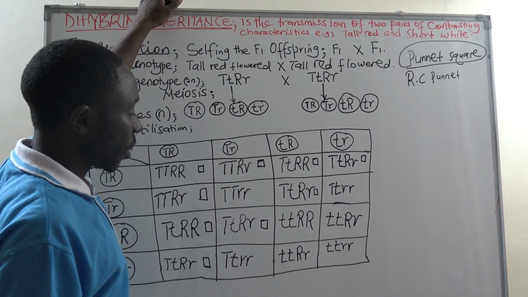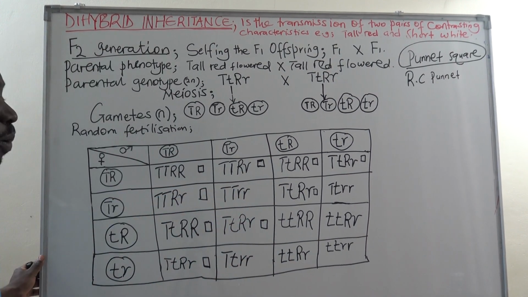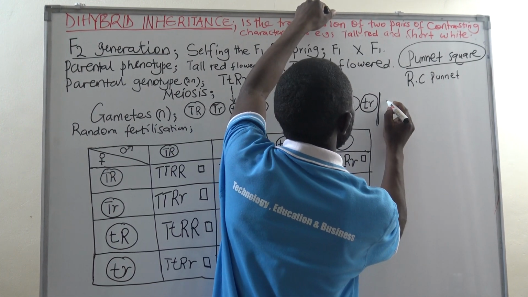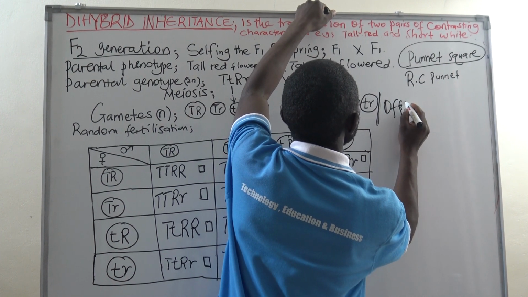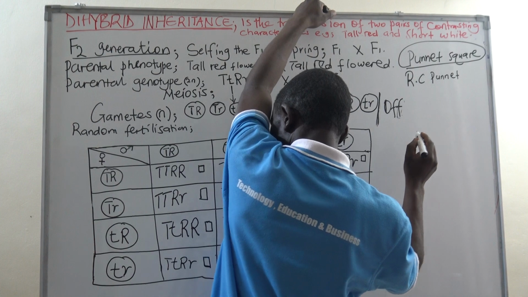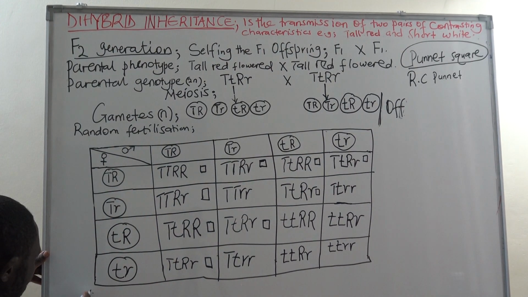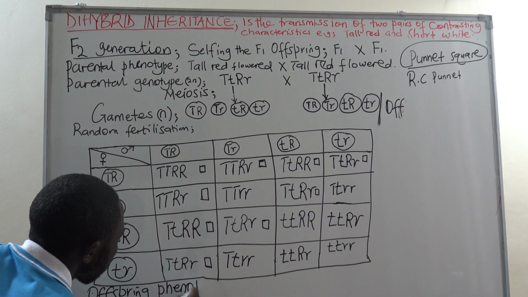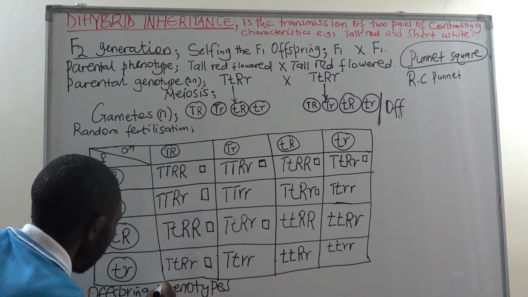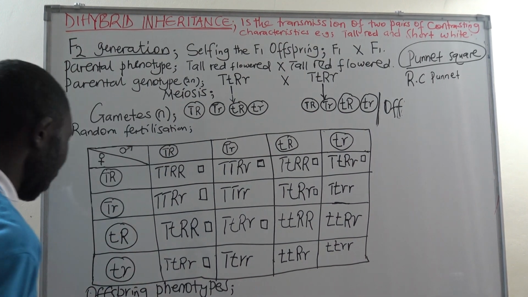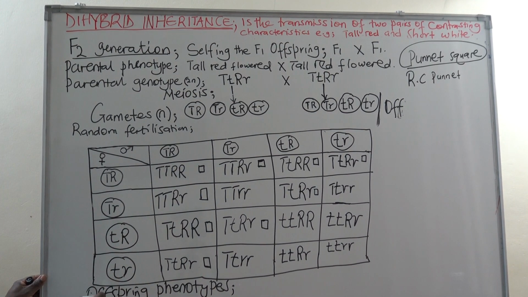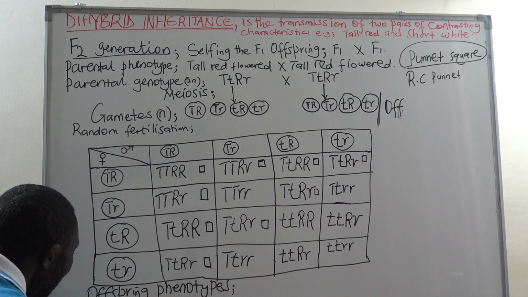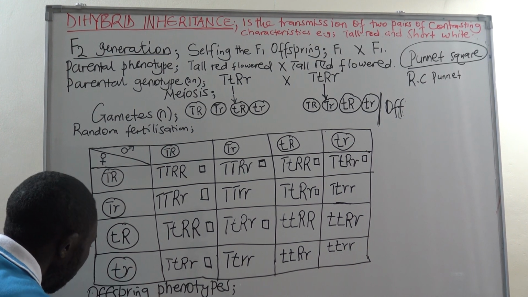We shall write phenotypes. Offspring phenotype. Offspring phenotypes. There are various phenotypes. So, first of all, we have those offspring which are tall, then red flowered. Tall, red flowered.